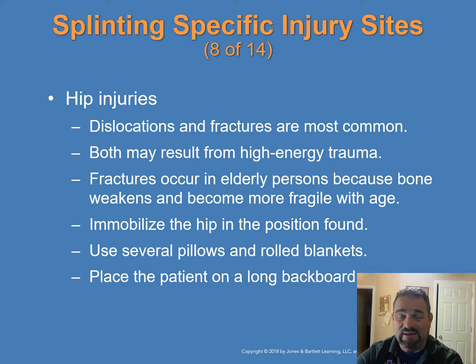A dislocated hip is extremely painful. The joint is usually locked with the thigh flexed and rotated inward. The knee joint is often flexed as well. So treat all hip injuries by immobilization of the hip in the position found. You can use several pillows and rolled blankets, anything like that. Place the patient on a long backboard for transportation or a scoop stretcher device. Any elderly person who has fallen and reports pain in the hip, thigh, or knee should be splinted and transported to the hospital.